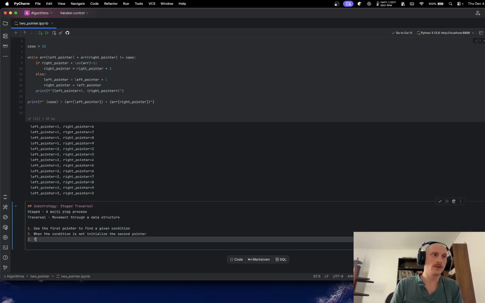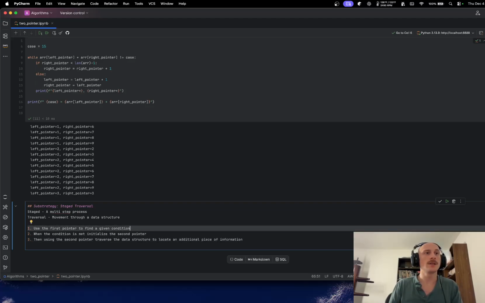Then, using the second pointer, traverse or move through the data structure to locate an additional piece of information. So, to find a given condition, slash, and keep track of it. Or we can even do, and point to it.